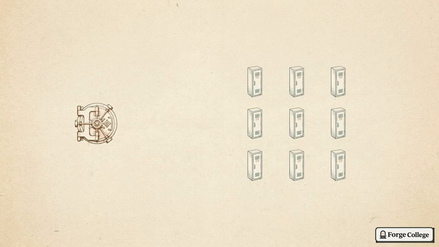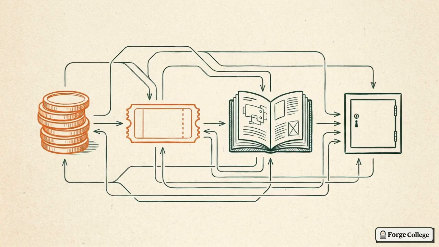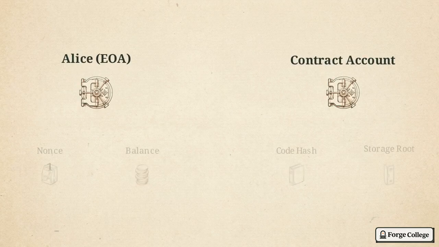Finally, there is the storage root. This is a private locker where the contract stores its long-term data, like high scores or custom token balances. These 4 fields allow Ethereum to function as a shared global computer where logic and data live right alongside the currency. Let's see these fields interact.